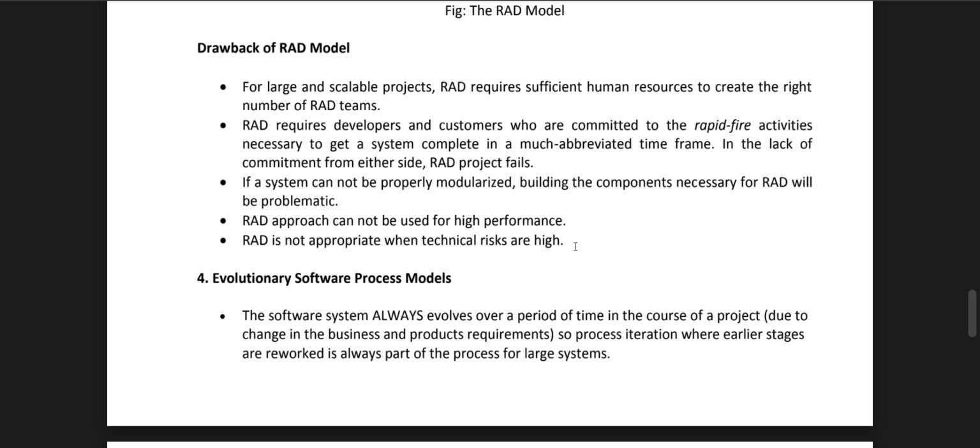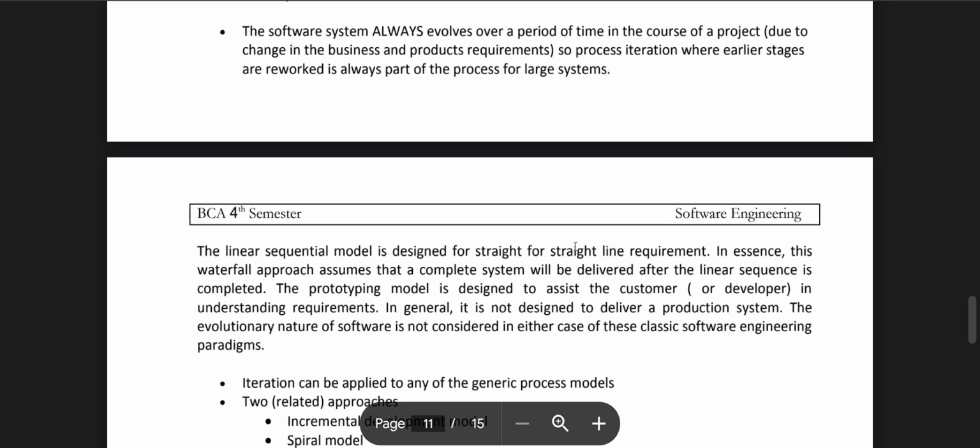Evolutionary software process models: a software system always evolves over a period of time in the course of the project due to changes in the business and product requirements. So the product follows a process of iteration where the earlier stages are revisited. The linear sequential model is designed for straight-line development. In essence, this waterfall approach assumes the complete system will be delivered after the linear sequence is completed. The prototyping model is designed to assist the customer in understanding requirements. In general, it is not designed to deliver the production system. The evolutionary nature of software is not considered in either of these classic software engineering paradigms.